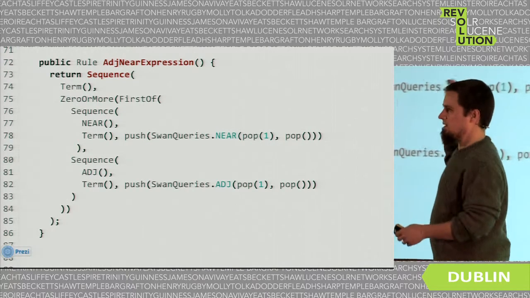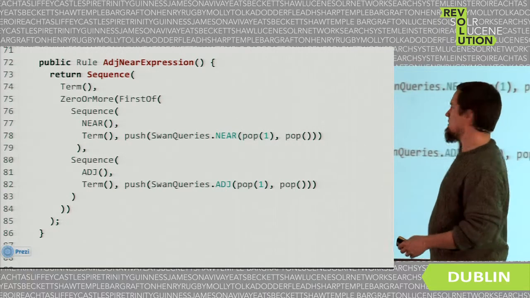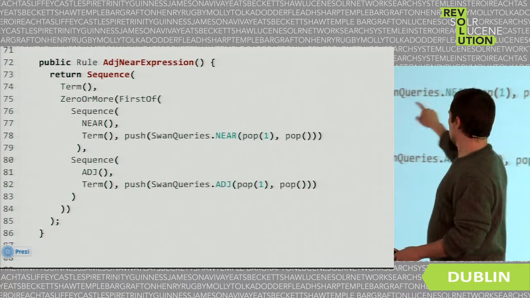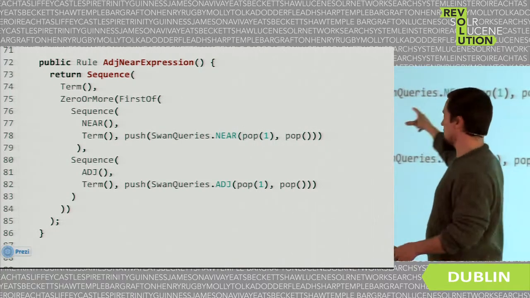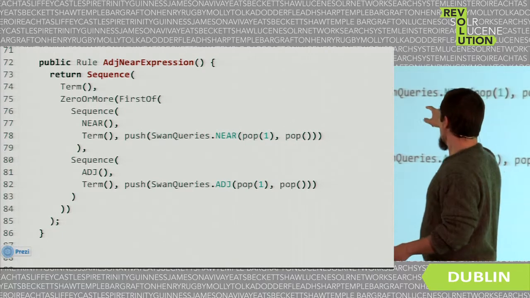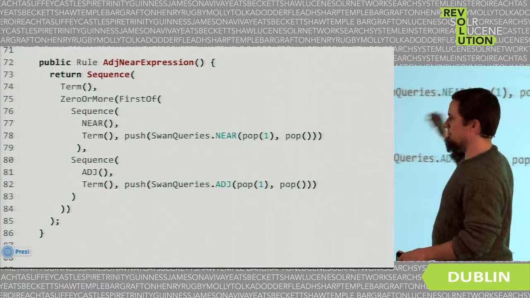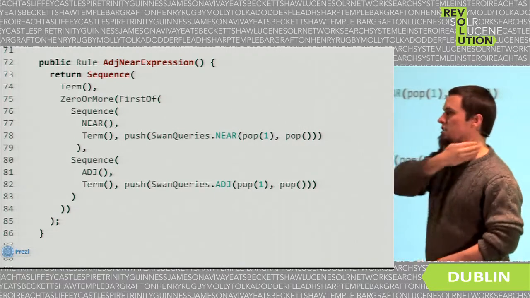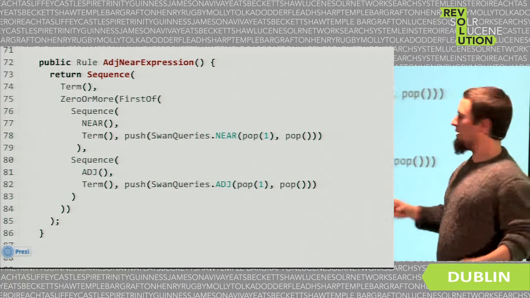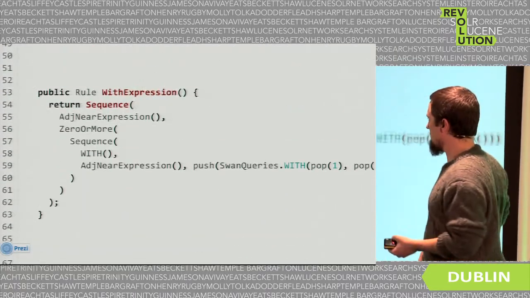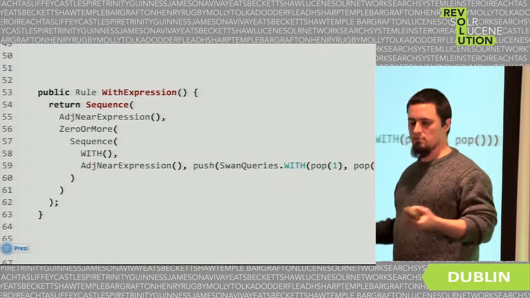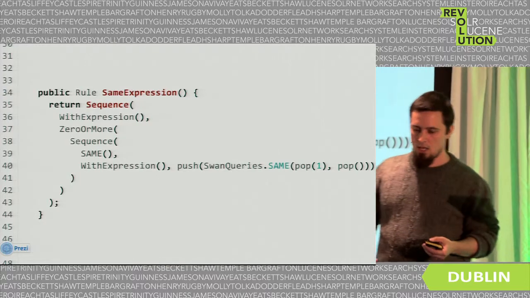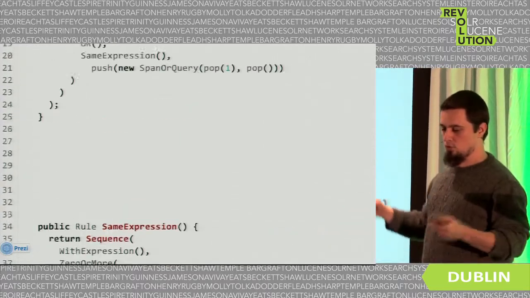Whenever we match one of those things, term apple adjacent banana, then we can pop off banana, we can pop off apple, we can use our class that I described earlier with all the static operators, and grab a Swan query near operator and create a new Swan query with these two subqueries, which is itself a span near query. Push it back on the stack, and we're ready to go up a level. So very much the same stuff. Adjacent near builds up to with expressions. With expressions build up to same expressions.